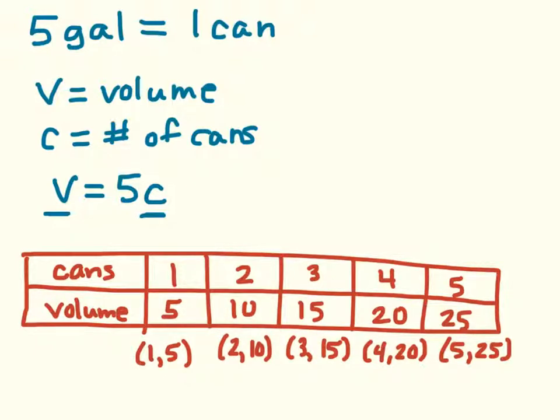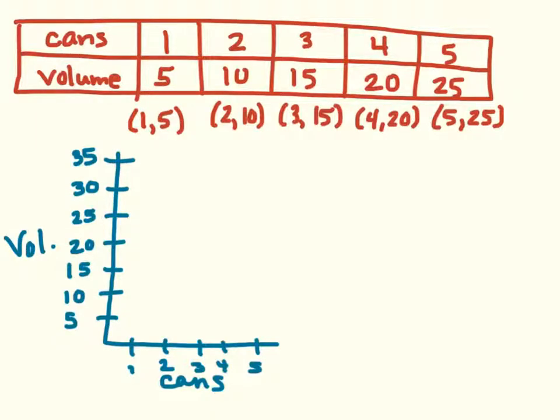Let's go plot these ordered pairs on a coordinate plane. Notice as I'm drawing our coordinate plane that we use the horizontal axis for the independent variable, and the vertical axis is used for the dependent variable. So let's go ahead and plot these ordered pairs. For 1 can of paint, we have 5 gallons. For 2 cans, we have 10. 3 gives us 15. 4, 20, and 5, 25.